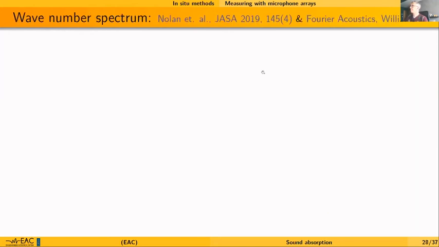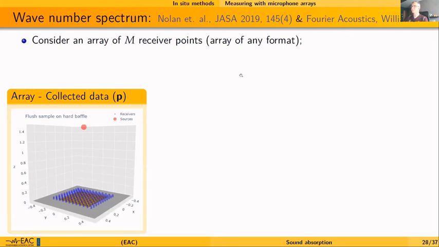The approach we take is based on past work that has been conducted at DTU by Melanie Nolan and by Antoine, Richard, and Efren Fernandez Grande, and it's based on Fourier acoustics. So, to give a little idea, we collect data from an array of microphones or receiver points. The array can have any format. I'm using here a double layer array, which means that we have two planar arrays, two planes of arrays close to each other.